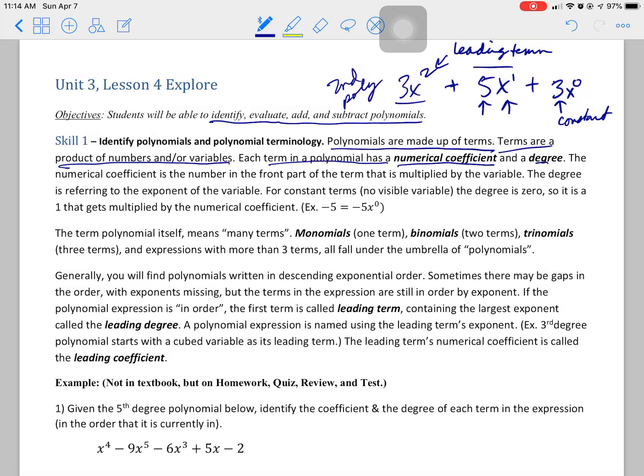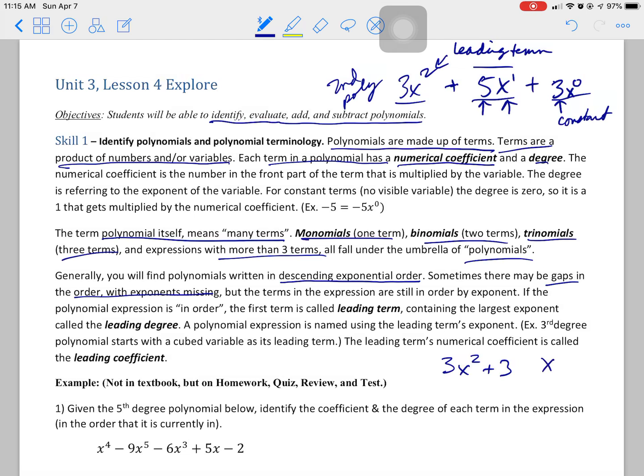It's also considered a trinomial. There's a lot of names for these things. The term polynomial itself means many terms. Monomials are 1, bis are 2, tris are 3. Expressions with more, we just call them polynomials. Okay? They're written in descending exponential order if they were put in order. Sometimes there may be gaps when exponents are missing, as in if you have 3x squared plus 3, you're missing an x to the 1. That doesn't mean it has to be there, it's just missing, okay? So that's what they talk about, the gaps.